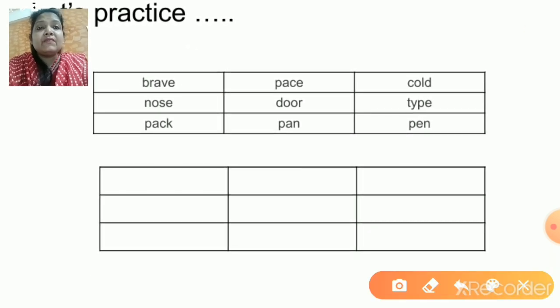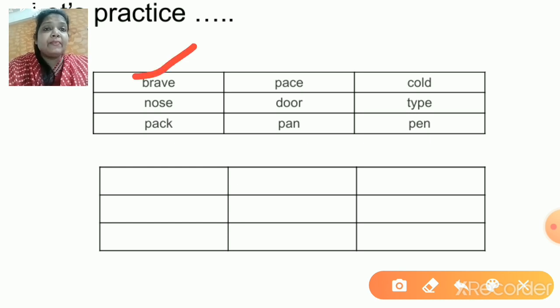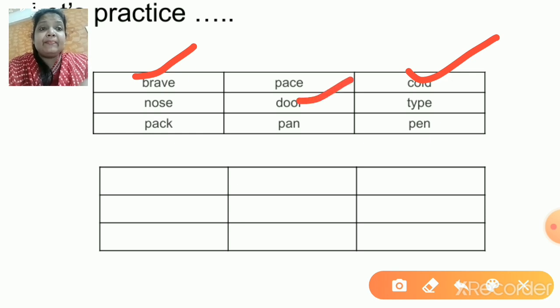Now we will start with the first word. So after A, what comes is B, that's brave. So brave is the first word. After B, it's C. So the next one is cold. And then after C, the next one is door, D. After D, yes, it's N, right? N, that's nose. Now after N we have got P.